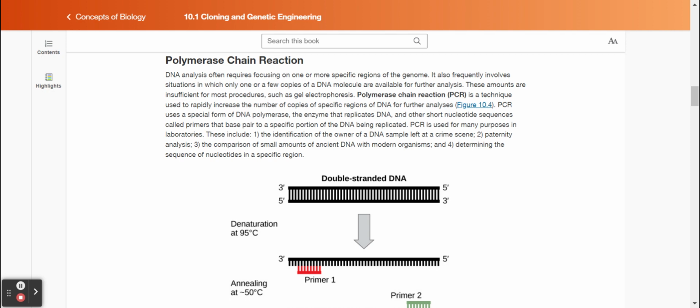DNA for further analysis. PCR uses a special form of DNA polymerase, the enzyme that replicates DNA, and other short nucleotide sequences called primers that base pair to a specific portion of the DNA being replicated. PCR is used for many purposes in laboratories. These include the identification of the owner of a DNA sample left at a crime scene, paternity analysis, the comparison of small amounts of ancient DNA with modern organisms, and determining the sequence of nucleotides in a specific region.